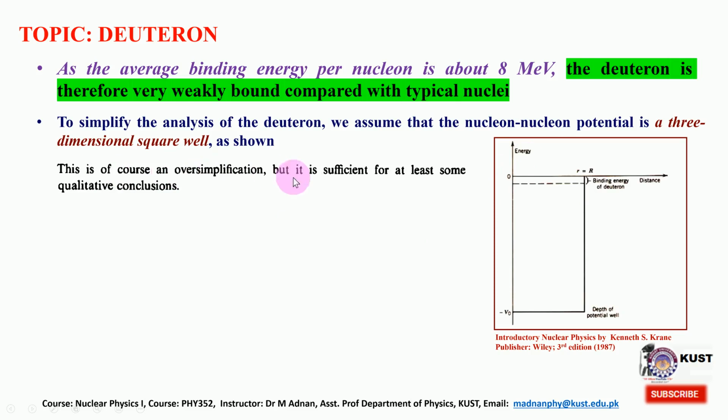Now this is of course an oversimplification, representing the potential associated with the nuclear force by this three-dimensional square well potential, which varies only with R. If you remember, in the last lecture we discussed that the nuclear force depends upon the non-central tensor component as well. That is, it depends upon the spin orientations and all those things.